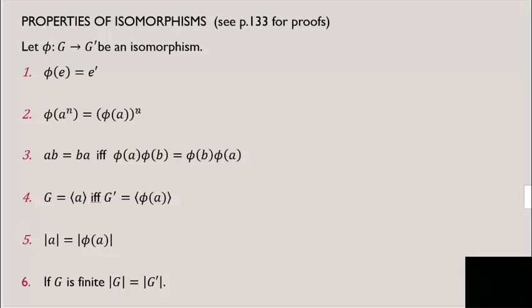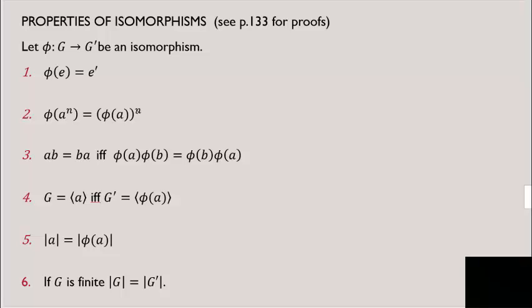Number 4, if G is cyclic and generated by A, that is true if and only if G prime is cyclic and generated by phi of A. In other words, generators map to generators. Number 5, the order of an element is the same as the order of its image. So if the order of A is 5, we know that the order of phi of A is 5. You can use these facts in doing problems, in working within groups, isomorphic groups.